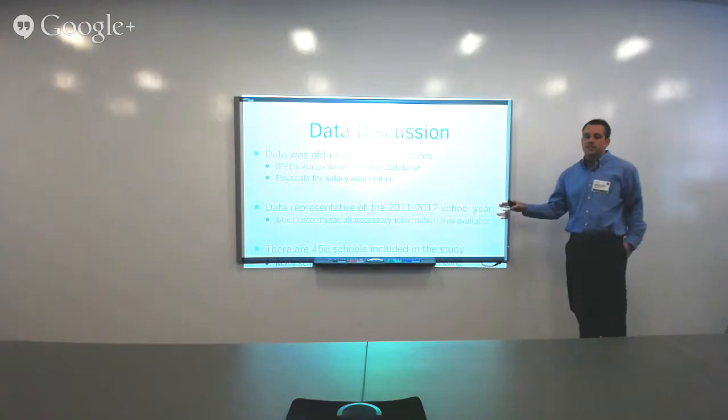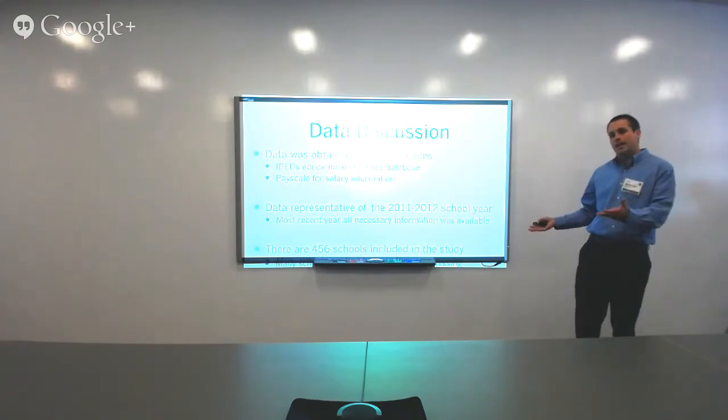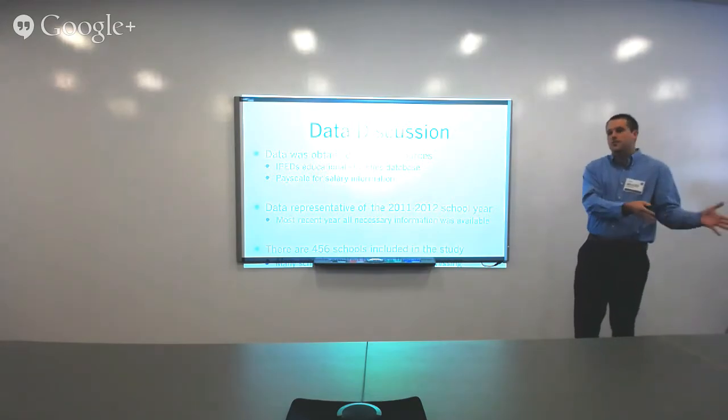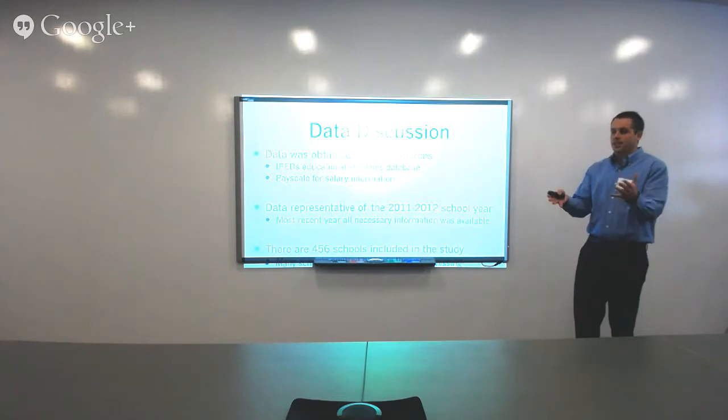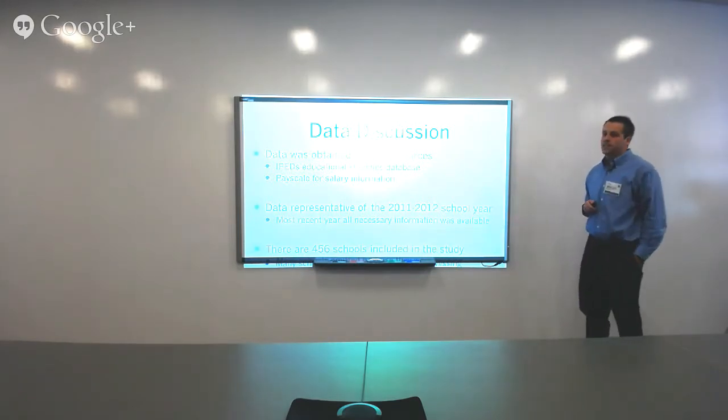The most recent available data that I could find for everything I needed was 2011, 2012. The way colleges work, I can't imagine there's too much of a difference from 2011, 2012 to right now in terms of the ways the schools are comprised. And then I got 456 schools I was able to find all this information for. So that's sort of my modeling universe.